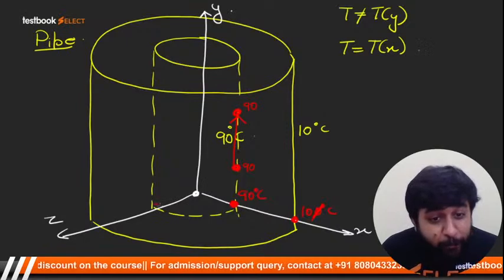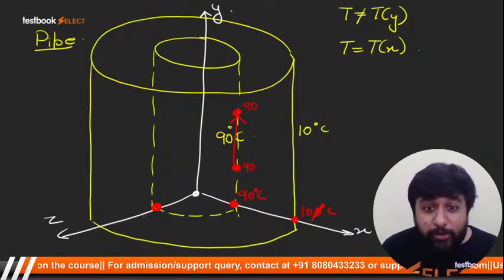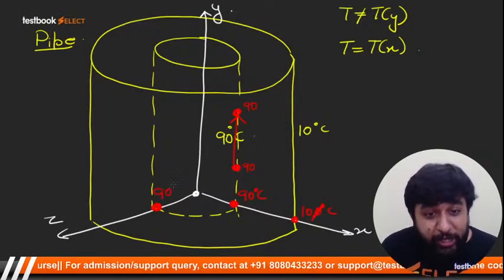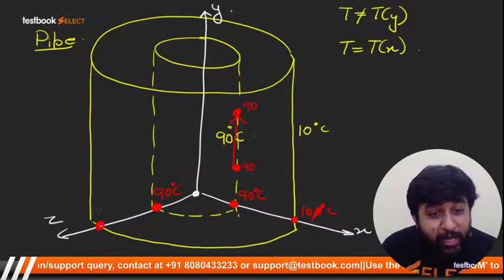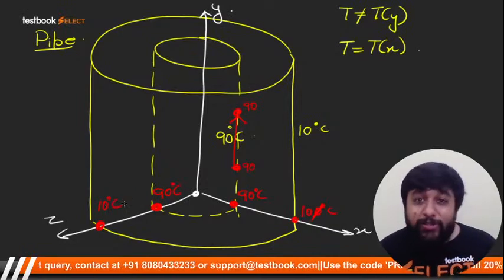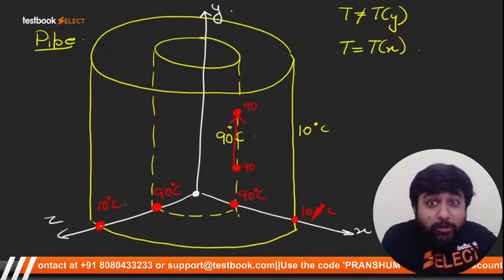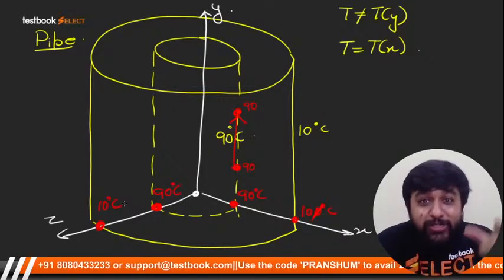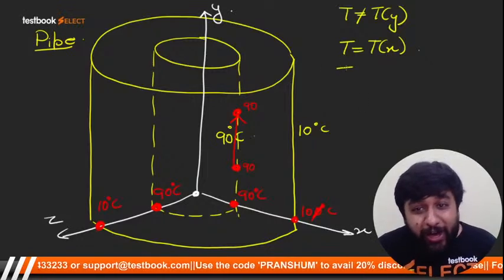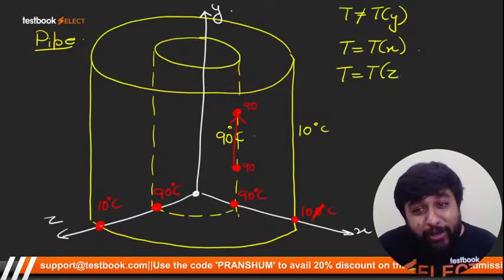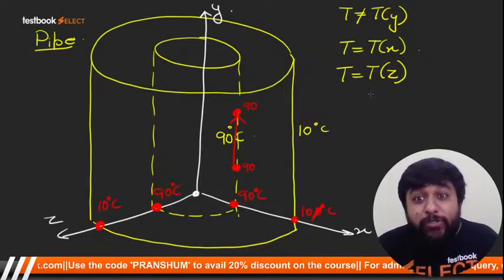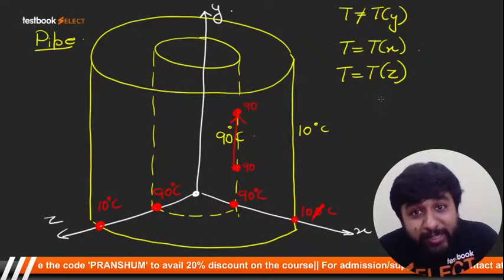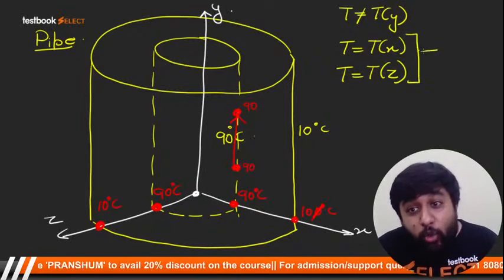Similarly, let me take a point here. Okay? So what is the temperature here? This is inner surface, so 90 degrees Celsius. This is outer surface, so 10 degrees Celsius. So when I move along the z direction, temperature is changing. So temperature is a function of z also. So temperature is not only a function of x, but a function of z. So this is a 2D system.